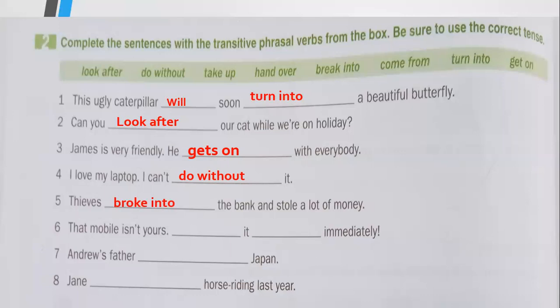The mobile isn't yours. إذا إيش مش إلك شو لازم تعمل فيه؟ Hand it over immediately. سلمه. Andrew's father, excellent, came from Japan. The origin of his father, excellent, from Japan. Jane horse riding last year. Jane بمعنى practiced. مارست اللي هي took up horse riding last year. Where is the object? Horse riding. Okay.